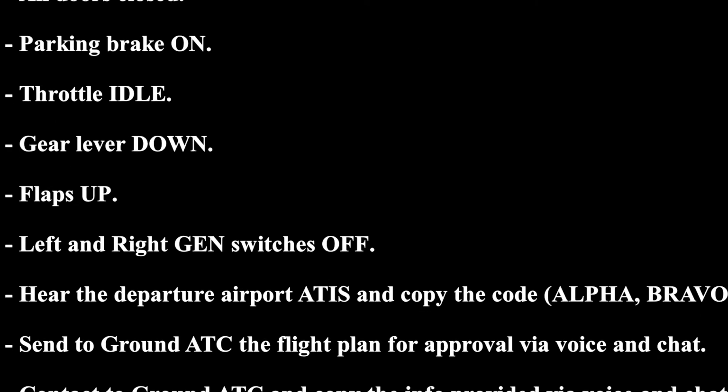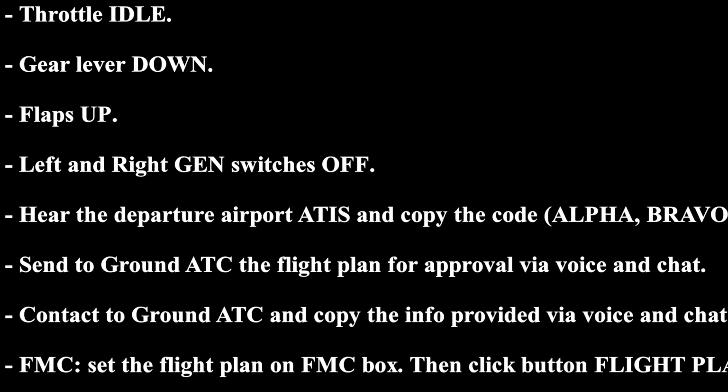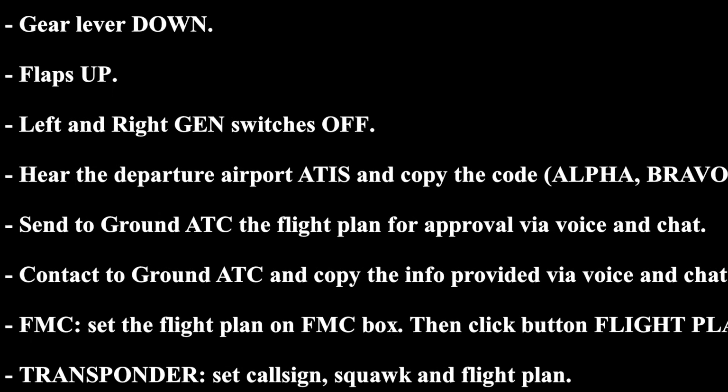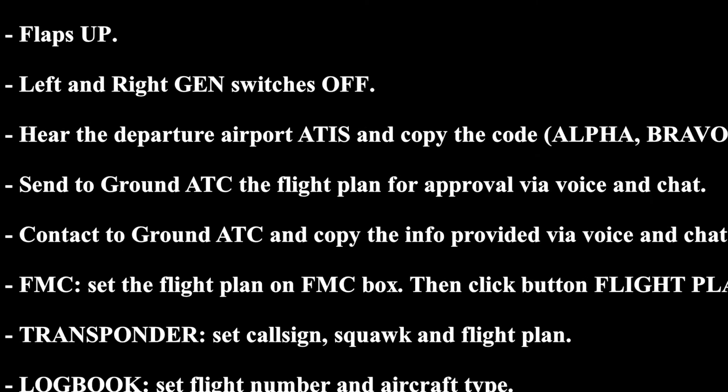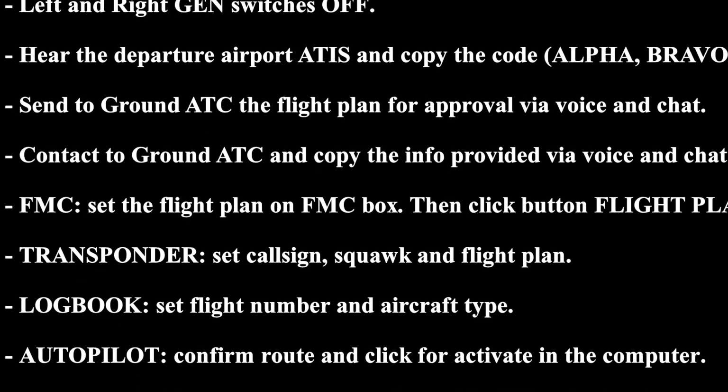Hear the departure airport ATIS and copy the code, Alpha, Bravo. Send to ground ATC the flight plan for approval via voice and chat. Contact ground ATC and copy the info provided via voice and chat.